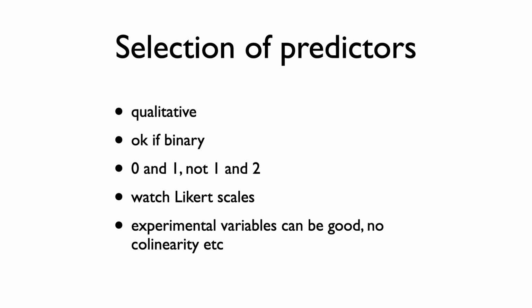This is called dummy coding. As you can see, it's obviously a pain. You probably don't want to do it, but it's a way of getting around it. If you want to use things like Likert scales, or you want to use things like qualitative variables, you might want to go that way.